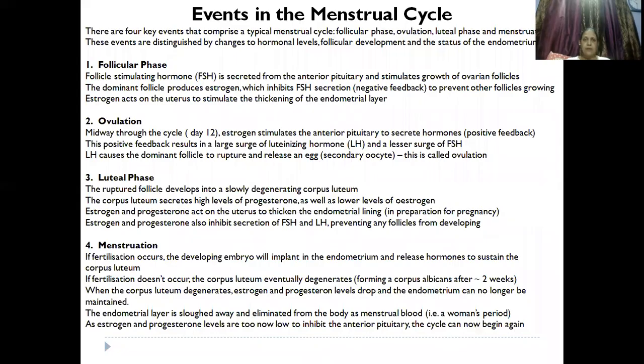Now see here the events in the menstrual cycle. Basically there are four events that comprise a typical menstrual cycle: the follicular phase, the ovulation phase, the luteal phase, and the menstrual phase. Now, what happens in the follicular phase? In the follicular phase, the follicle stimulating hormone is secreted from the anterior pituitary gland and stimulates the growth of the ovarian follicles.